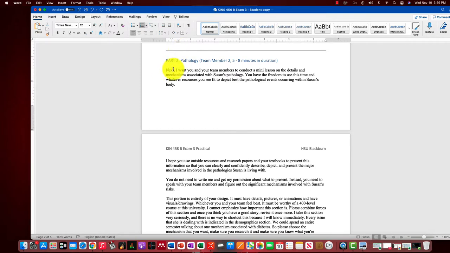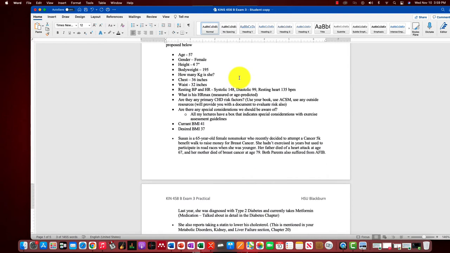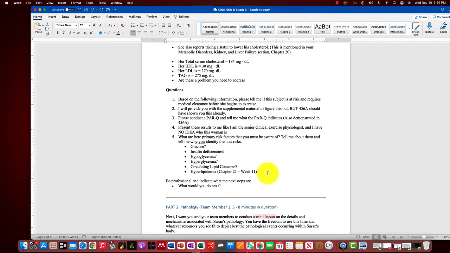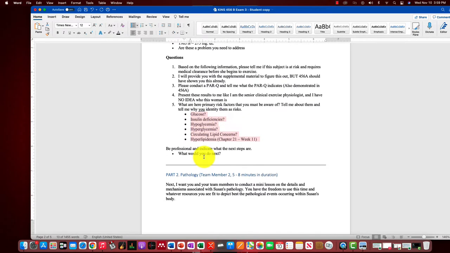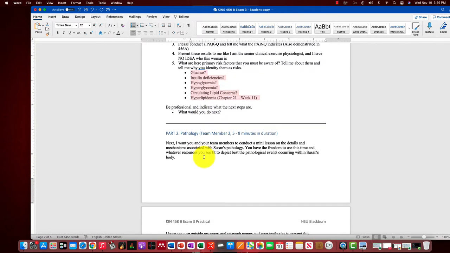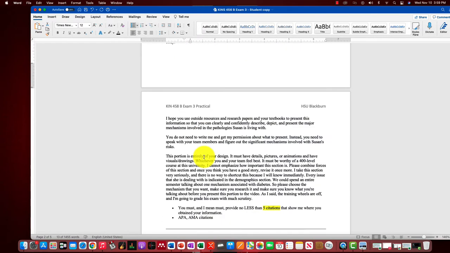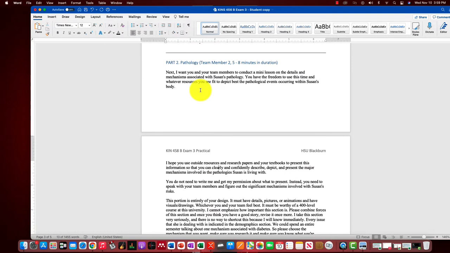Next, I want you and your team members to conduct a mini lesson on the details and mechanisms associated with Susan's pathology. Well, we know this is diabetes. So what are some details and mechanisms? Well, I'm glad you asked, because here are just a couple that you can choose from. You can pick all of them, you can choose one of them, and you're going to tell me about these things in detail like you are a scientist and an exercise physiologist. So this is where you're going to have to dig deep, okay?